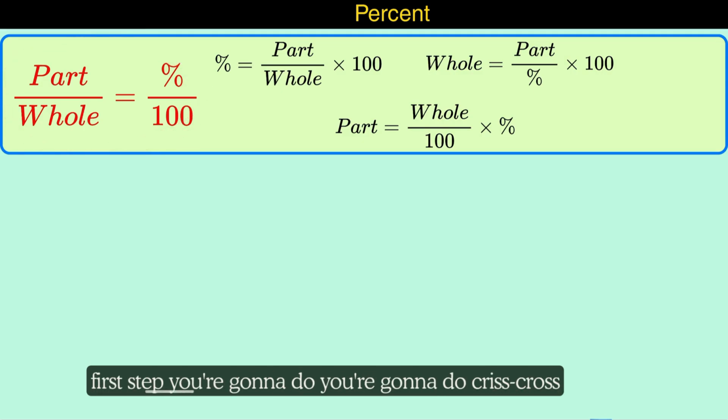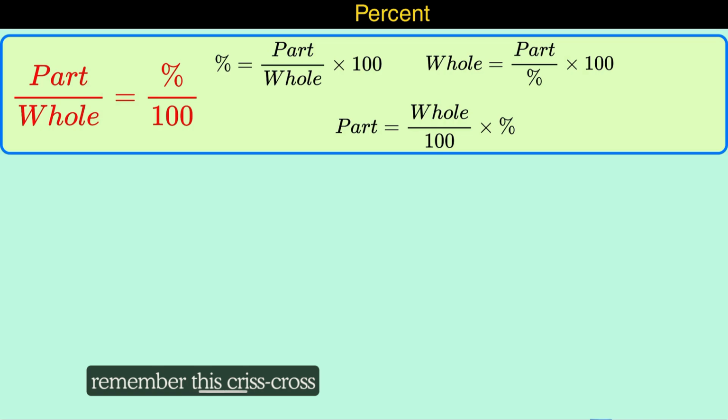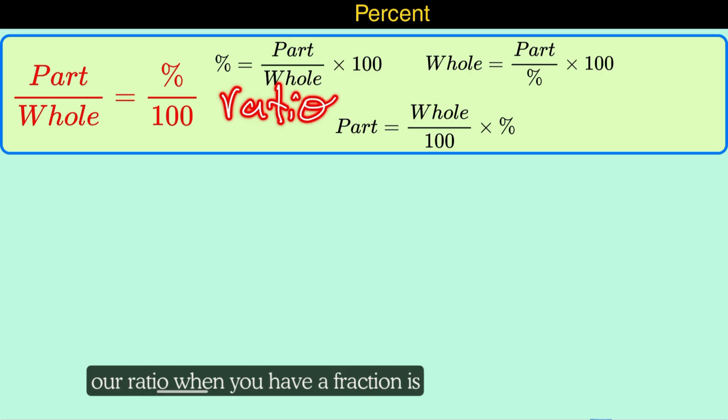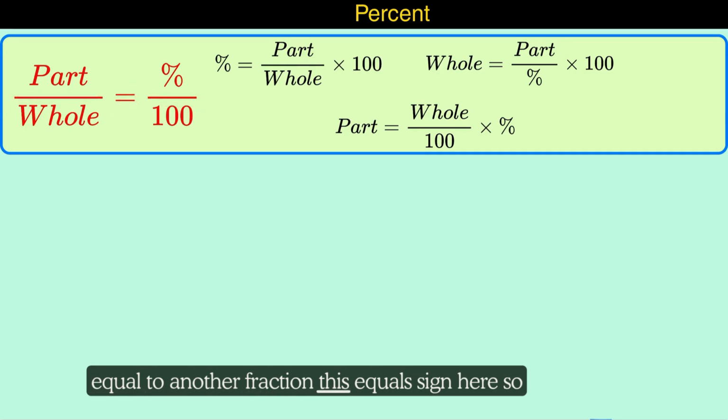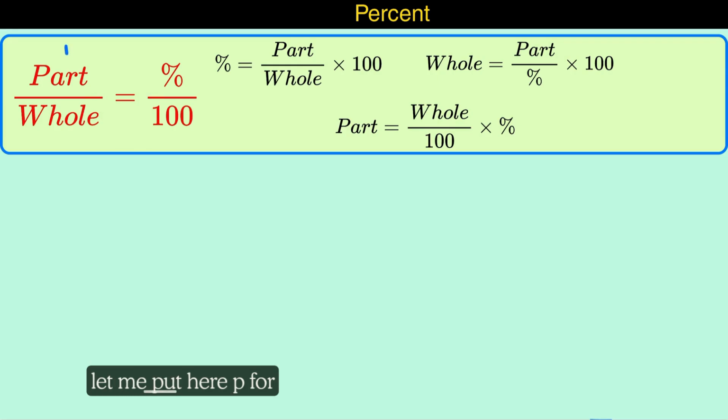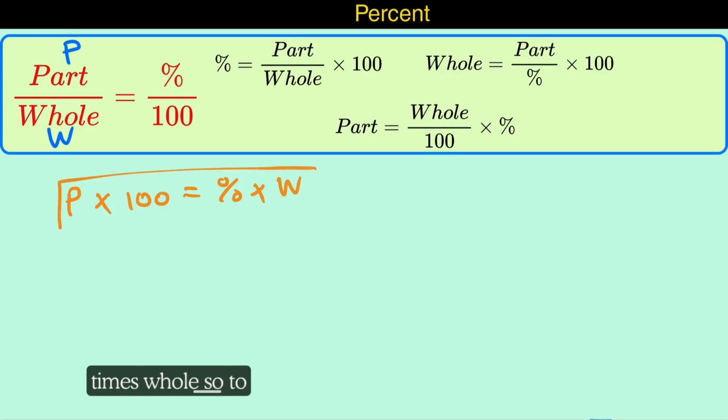So first step you're gonna do crisscross. Remember, this crisscross we do when we have a ratio. What's a ratio? When you have a fraction equal to another fraction, this equal sign here. So let me put P for part, then W for whole. So here I will do P times 100 is equal to percent times W, times whole.